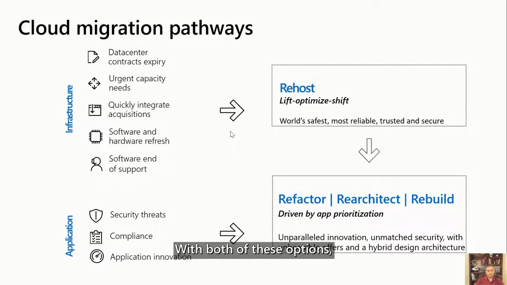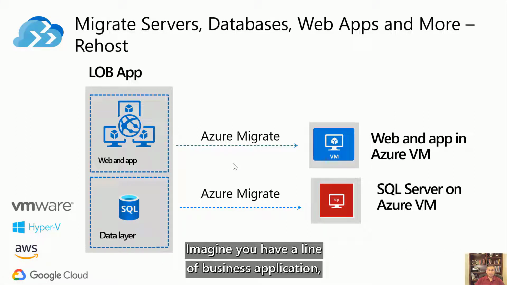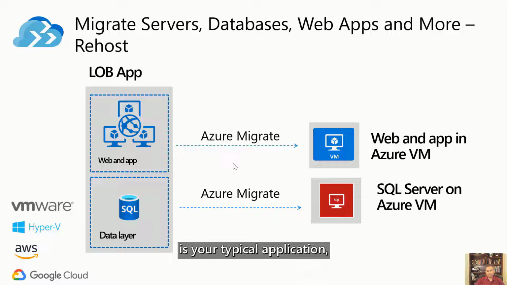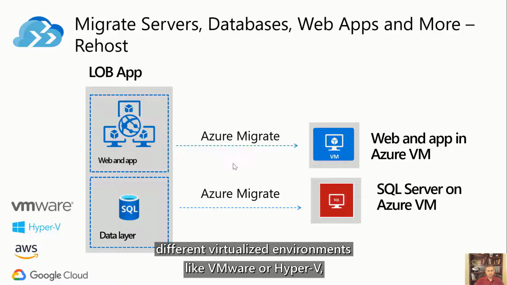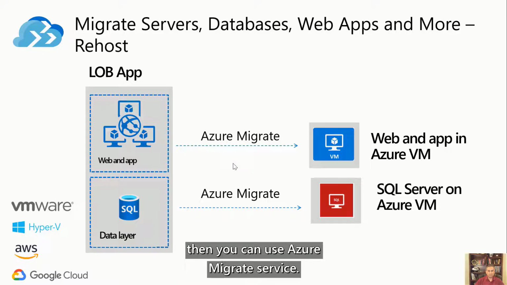So with both of these options, let's look at how that will play out. The first is the rehost scenario. Imagine you have a line of business application. It's your typical web-based application with a middle tier on IaaS and the data layer in SQL Server. This could be hosted on premises in different virtualized environments like VMware or Hyper-V, or it could even be running on other cloud providers.